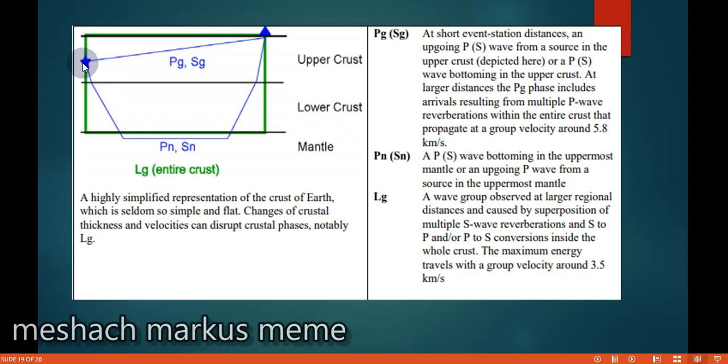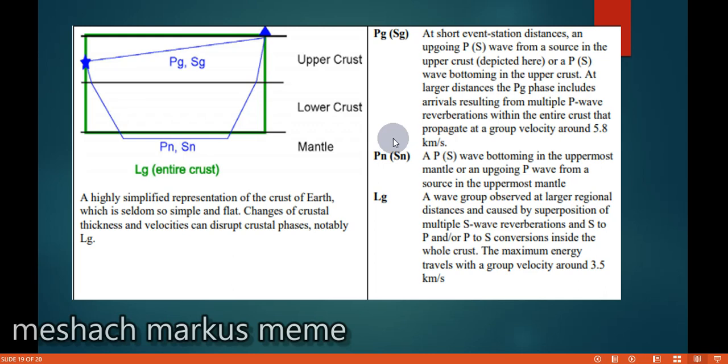So we look at it from here, you just go directly to the source, while from here it passes through the upper crust down to the lower crust to the mantle. From here there is a form of reflection back to the source, going back through the same processes. We have shown a highly simplified representation of the earth crust, which is seldom so simple and flat. Changes of the crustal thickness and velocity can disrupt crustal phases, notably Lg.